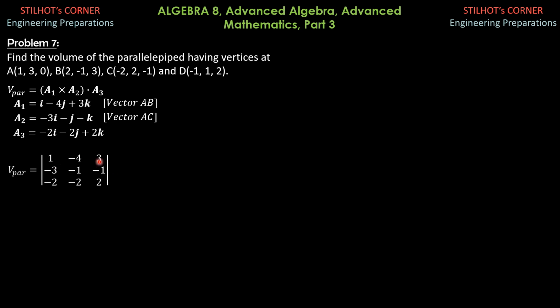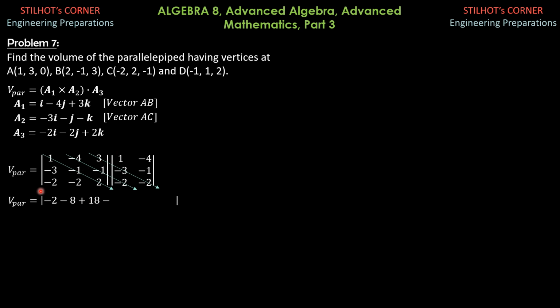So copy the first two column elements: 1, -4, -3, -1, -2, -2. Multiplying diagonals down to the right, positive, positive, positive. So it is -2. Absolute value of the quantity -2, this is -8, this is positive 18. So -2 plus the quantity -8 plus 18.